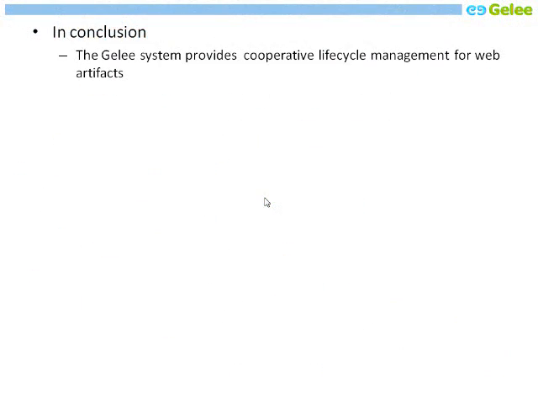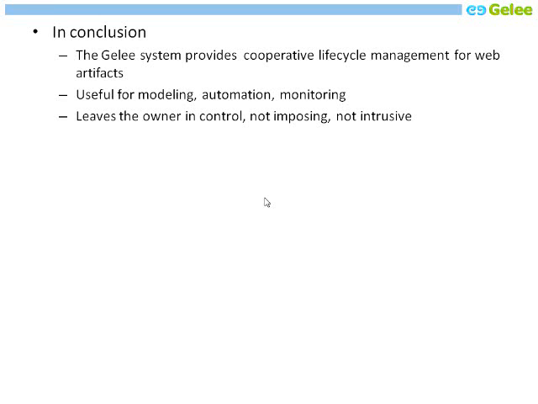In conclusion, the Gelee system provides cooperative lifecycle management for web artifacts. It is useful for modeling, automation, and monitoring, and leaves the owner in control. It is not imposing, not intrusive. It has a lightweight architecture and transparent extensibility.